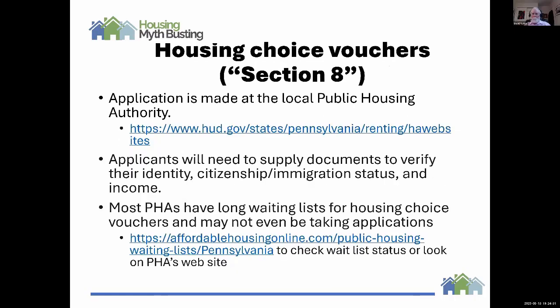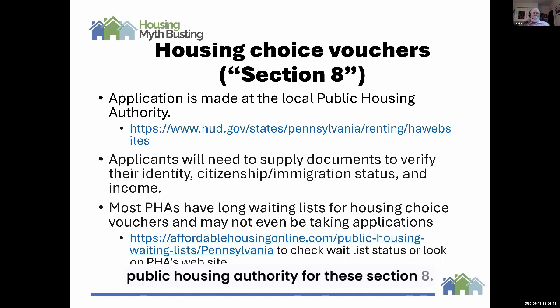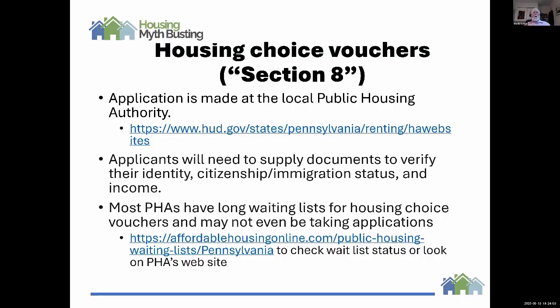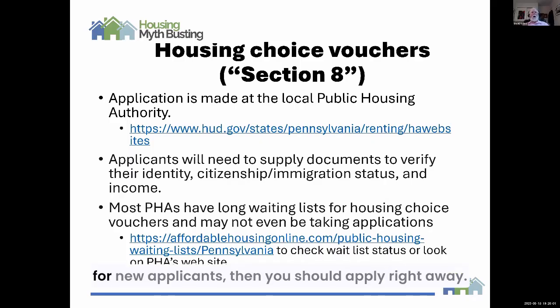Let's see here. Now, let's talk about how you obtain this. The application is made at the local public housing authority for these Section 8s. You can find your local public housing authority through the website listed here. If the housing authority opens for new applicants, then you should apply right away.